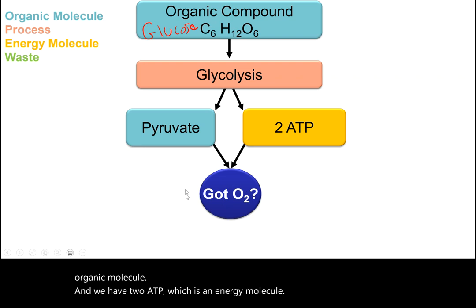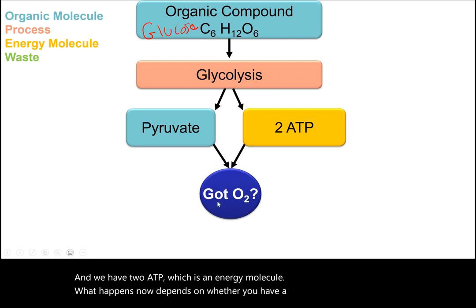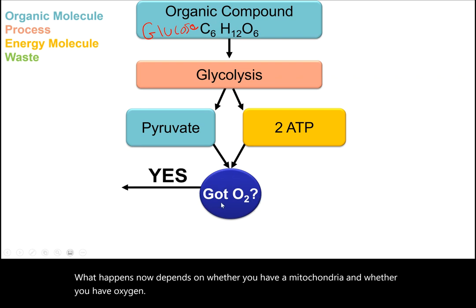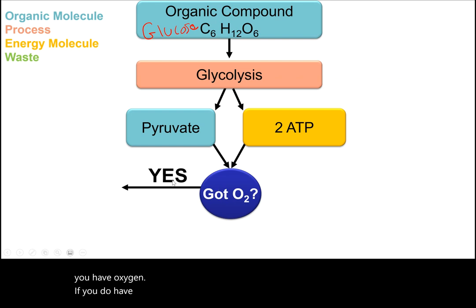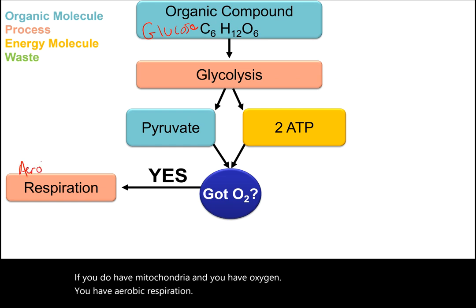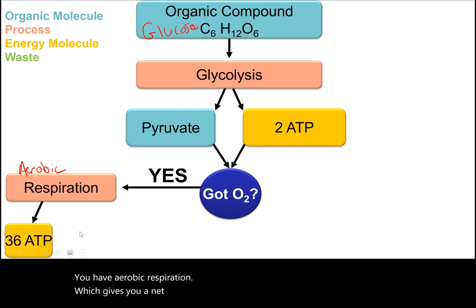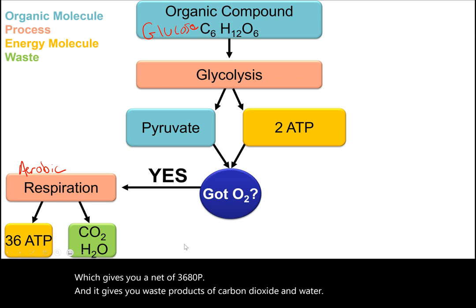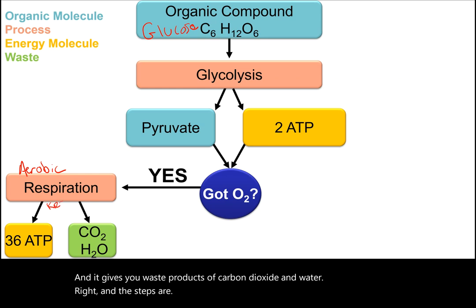What happens now depends on whether you have a mitochondria and whether you have oxygen. If you do have mitochondria and you have oxygen, you have aerobic respiration, which gives you a net of 36 ATP, and it gives you waste products of carbon dioxide and water. Right? And the steps are Krebs and etc.